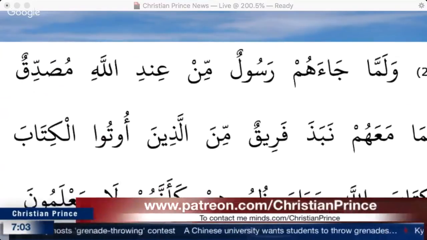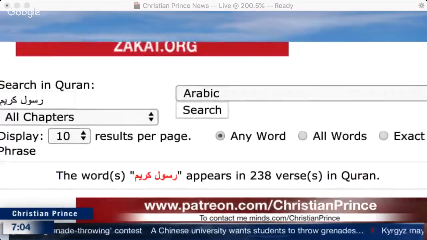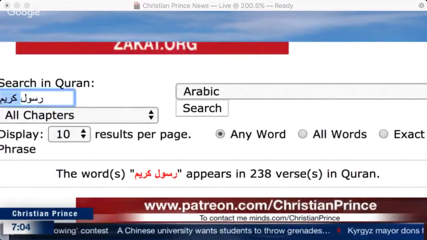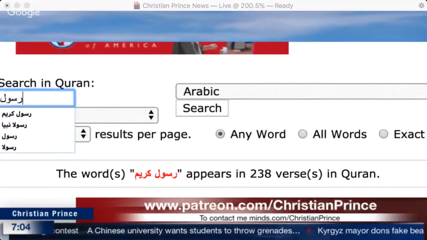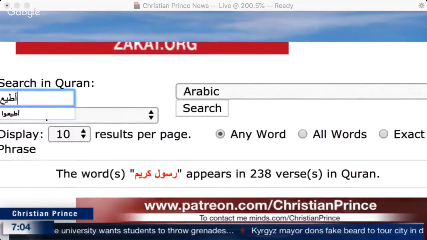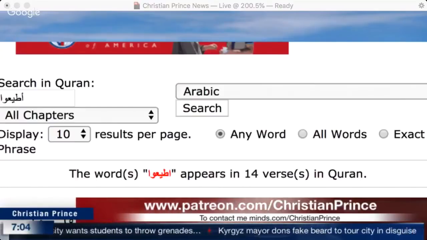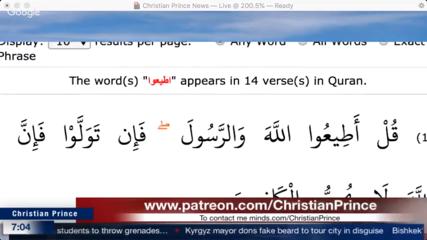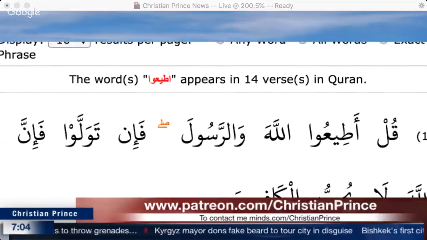Well, he spoke on his own, but those were not religious teachings. No, but it says "Ati'u Allah wa ati'u Rasul." Ati'u Allah means obey Allah, obey the Quran. Okay, hold on. That means obey Allah and obey the messenger. If you obey Allah, you obey the Quran.